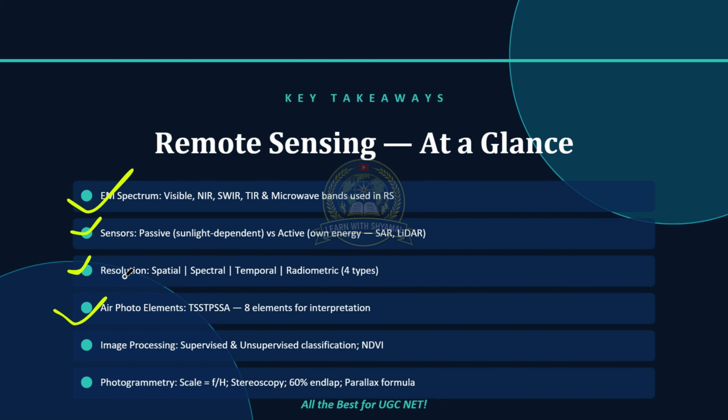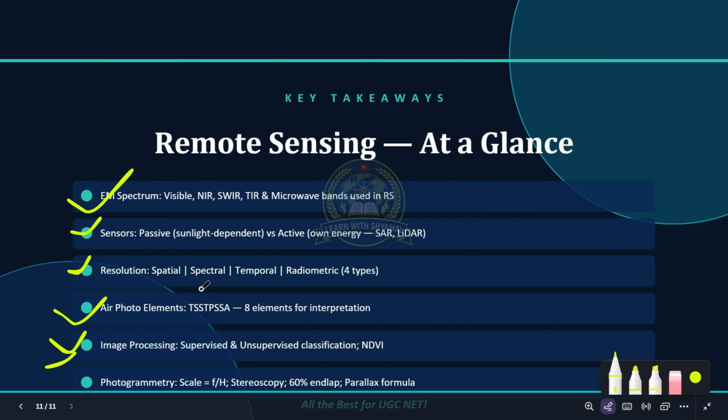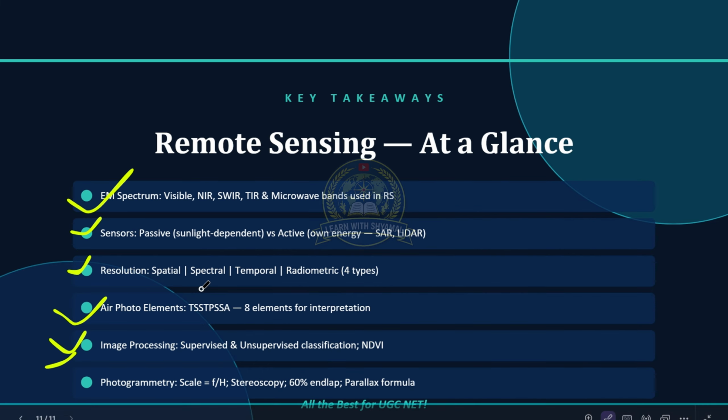Air photo elements: tone, texture, shape, size, pattern, shadow, site, association, 8 elements for interpretation. Image processing: supervised and unsupervised image classification, NDVI, normalized difference vegetation index. Photogrammetry: scale is equal to f divided by H. Stereoscopy: 60% end lap and parallax formula.